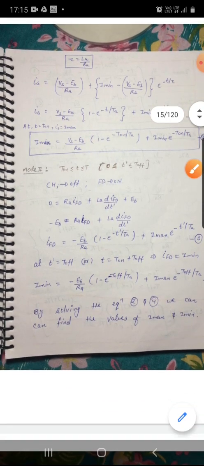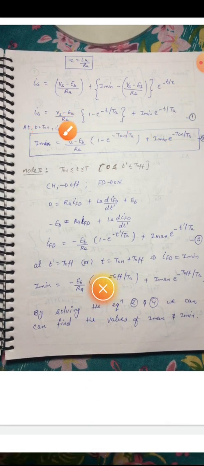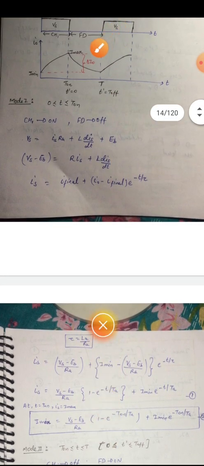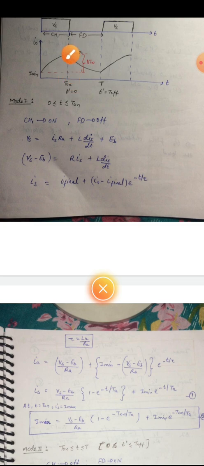So solving it again, what we get is Is equals (Vs minus Eb) by Ra times (1 minus e to the power minus t by Ta), plus I minimum times e to the power minus t by Ta. This tau has been considered Ta. Here we took (Vs minus Eb) by Ra common. At t equals t on, this Is current, or I naught current, has the value I max.